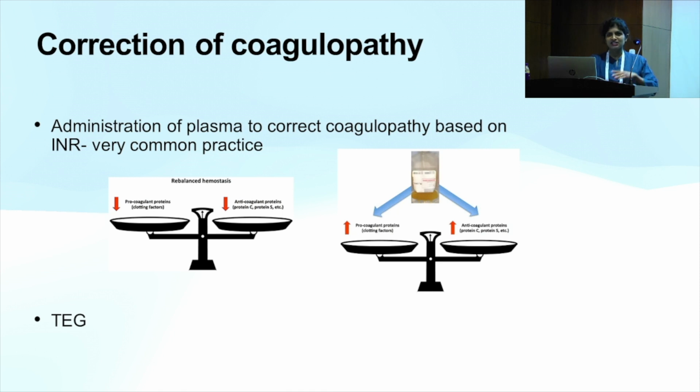But TEG may not be available everywhere, and the expense is more. Because of that, the common practice is to give FFPs if the INR is more than 1.5. There are some small studies which say that giving it at an INR less than 1.5 might be harmful. Between 1 and 2 it is a little controversial. More than 2, they give, but ideally TEG should be done before giving FFP. Other things to remember: if the platelet count is less than 50,000, we do give platelet transfusion also.